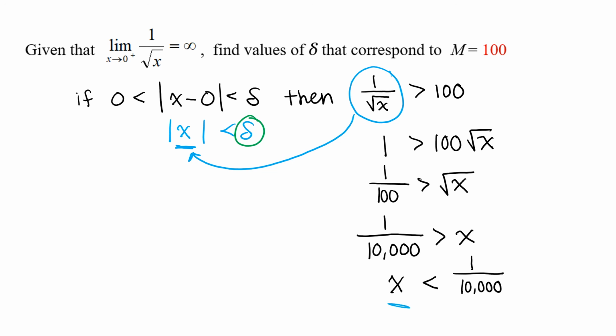So now we have our x, and we have a delta value that will correspond to this m is greater than 100. So we have delta. That's a weird looking delta. That's also weird, but it's better. So delta is equal to 1 over 10,000.